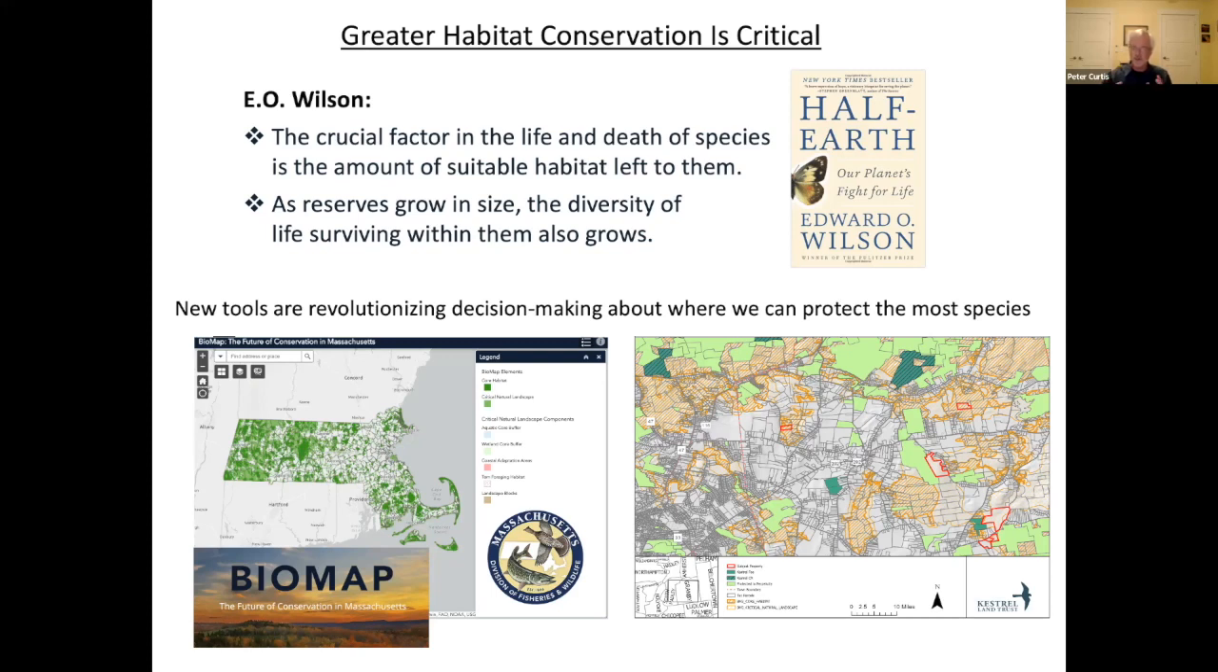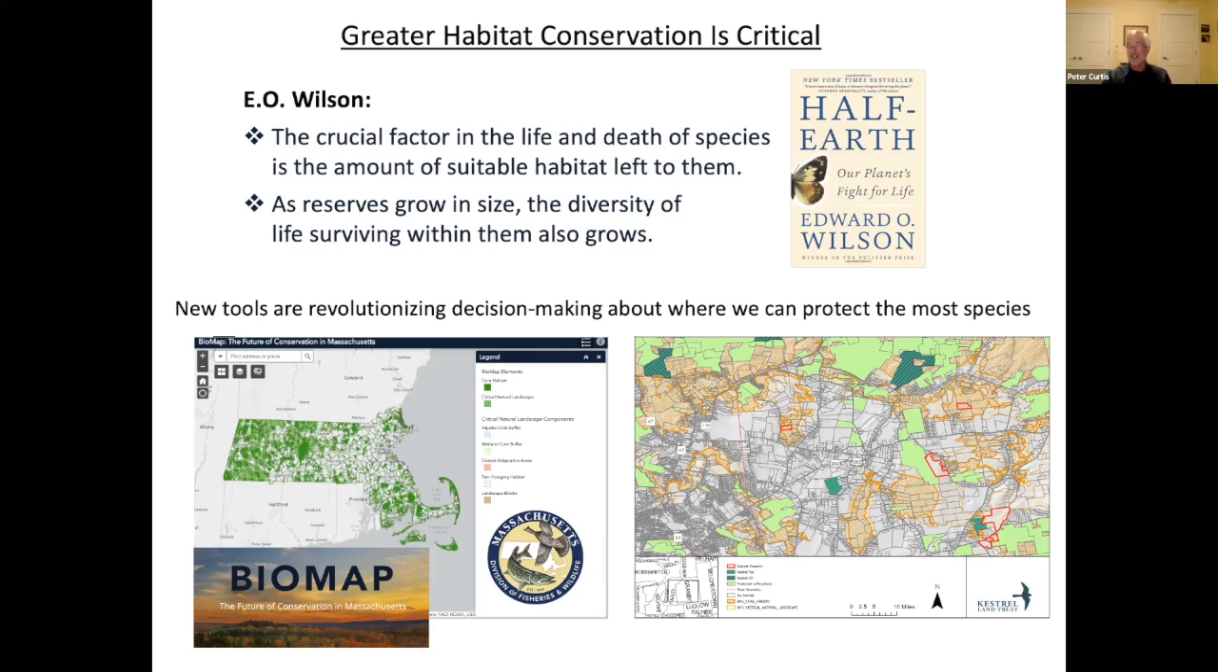Other groups are working with Mass Fish and Wildlife, University of Massachusetts groups, for example, also bringing to bear new mapping tools. And again, a shout out to Kestrel, our host here, utilizing these tools as we think about where we're going to put our conservation resources. On this map, you can't see it very well, but the little red outlined squares are potential areas for conservation. The orange hatching has been identified using BioMap, this mapping tool, as being part of a core habitat. We can start thinking about creating corridors and really prioritizing our conservation efforts.